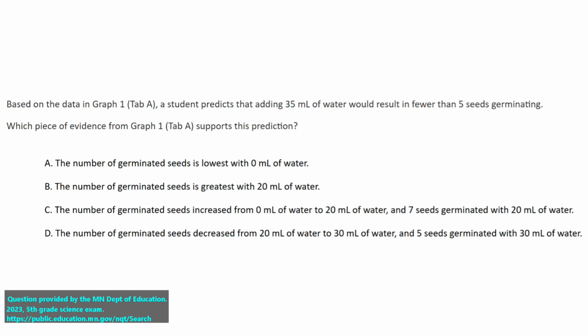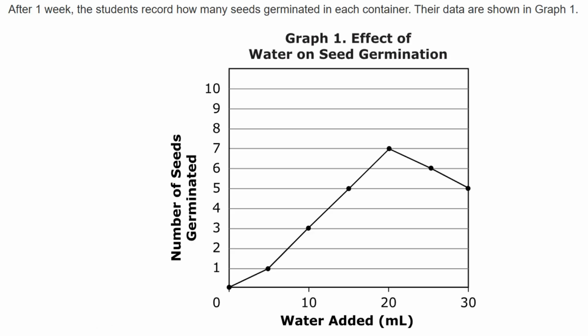Here's the text specific to question 3. Based on the data in graph 1, tab A, a student predicts that adding 35 milliliters of water would result in fewer than 5 seeds germinating. Which piece of evidence from graph 1, tab A, supports this prediction? Before we answer this question, let's study graph 1.